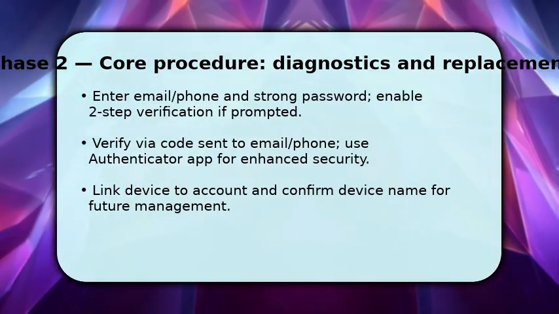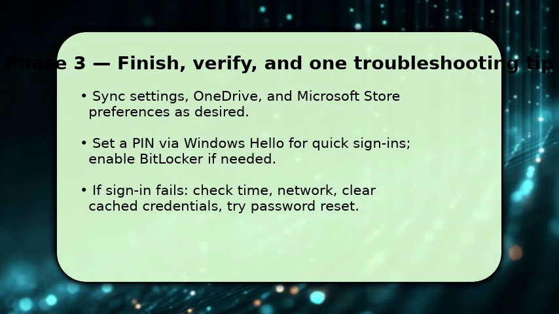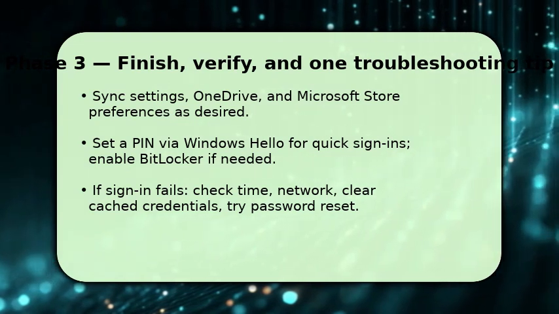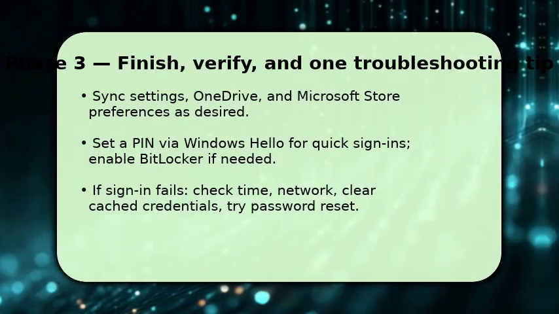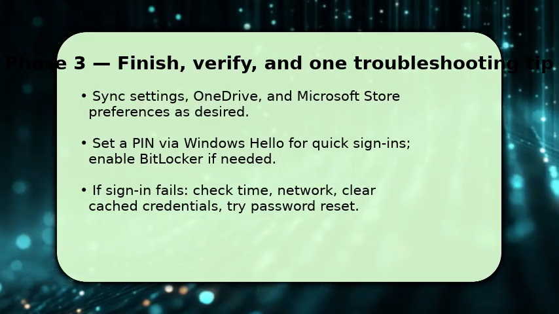You finish by syncing settings and enabling OneDrive so files back up automatically. This makes your laptop consistent across devices. Next, set a Windows Hello PIN for fast local sign-in, and consider BitLocker if you want full disk encryption.